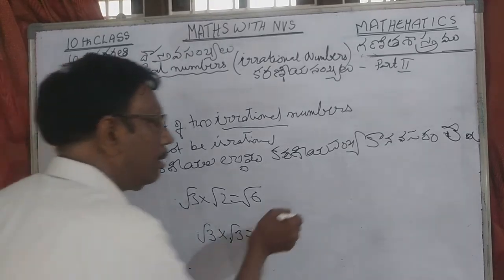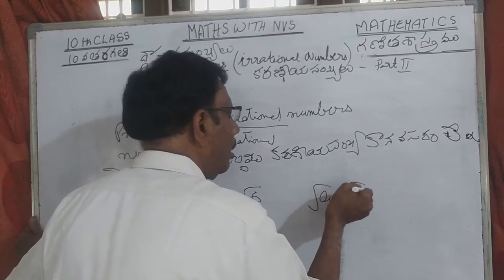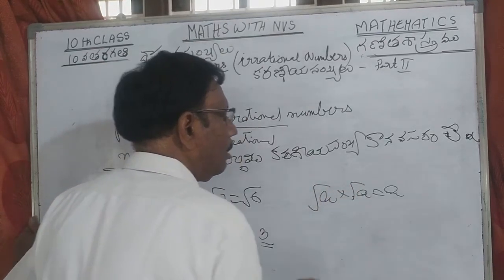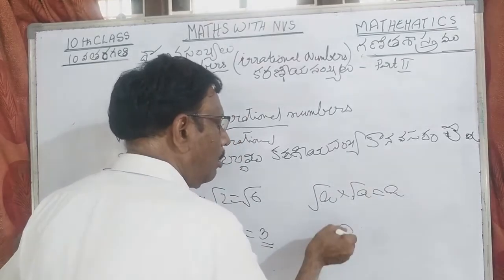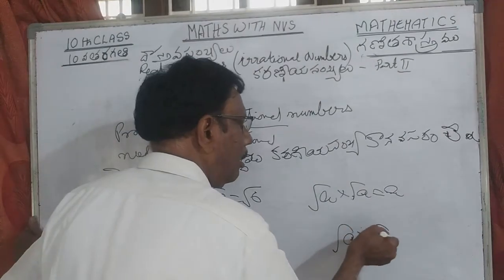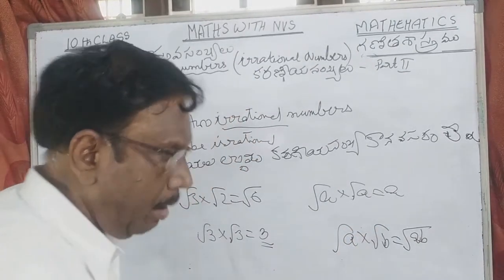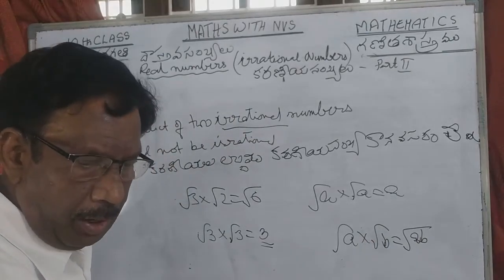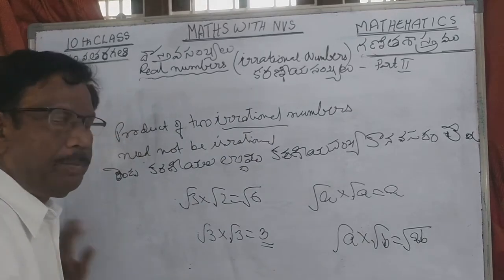So like that, root a into root a, it is a only. It is irrational, but it is rational. But root a into root b is equal to root of ab, which is irrational, unless we have the value of a and b. So therefore, in this way, remember the points.